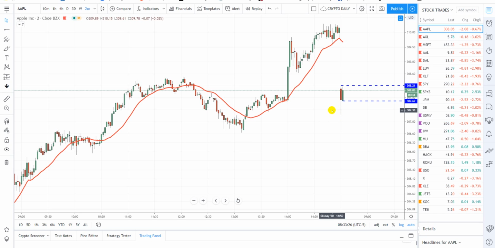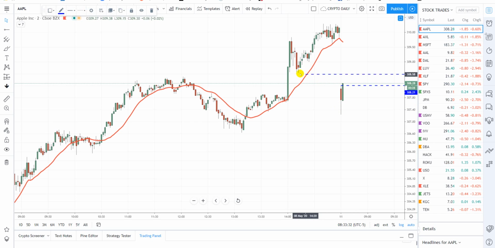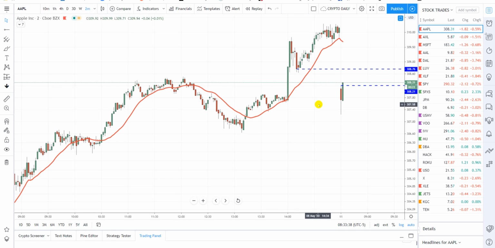Oh, it's getting a little bit more interesting now. Okay, we're in for a long position on Apple, and we'll see if we can ride it up to this low pivot resistance up here. Still got about 20 seconds to go.